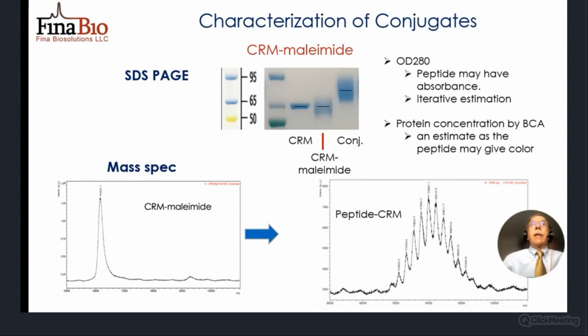We find that the SDS-PAGE gives a pretty good answer and is generally in very good correlation with the mass spec data, and much easier to obtain. In general, you should expect 5 to 10 peptides per CRM, and there's usually no advantage to going higher than that. In fact, it may actually inhibit the anti-peptide response if you overload it. And the larger the peptide, the lower the ratio you should expect, because there's steric hindrance that will reduce the amount that you can easily get on.